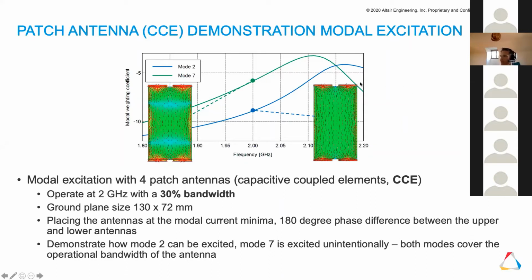But with respect to bandwidth, we are able to excite both of these modes over the full 30% bandwidth in this case. Maybe also just to point out, since it was a question after the previous presentation, I personally like to work with the modal weighting coefficient in dBs, just because often you're working in a relative manner. You want to know one mode versus the other mode, and it just gives you a bit more range when you're working with the smaller values.